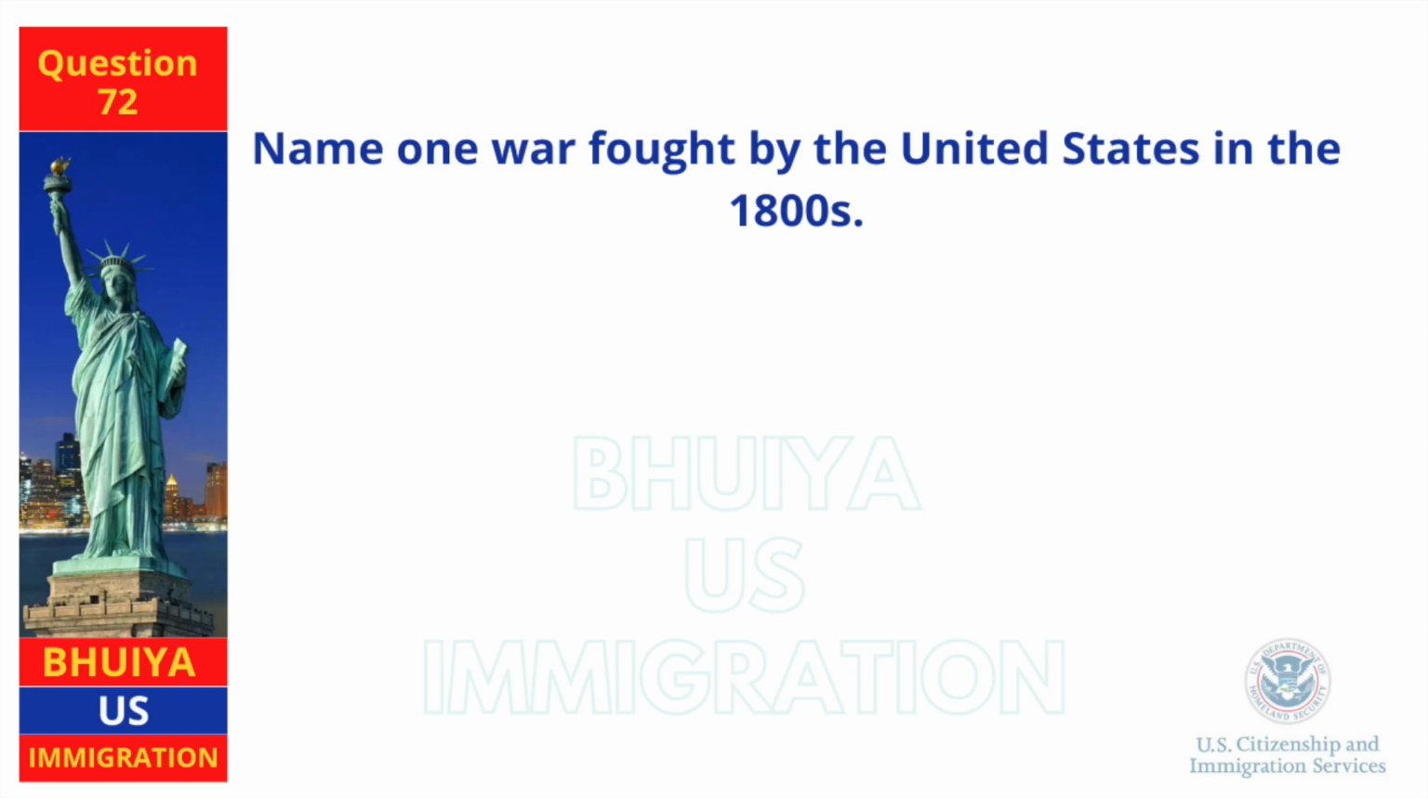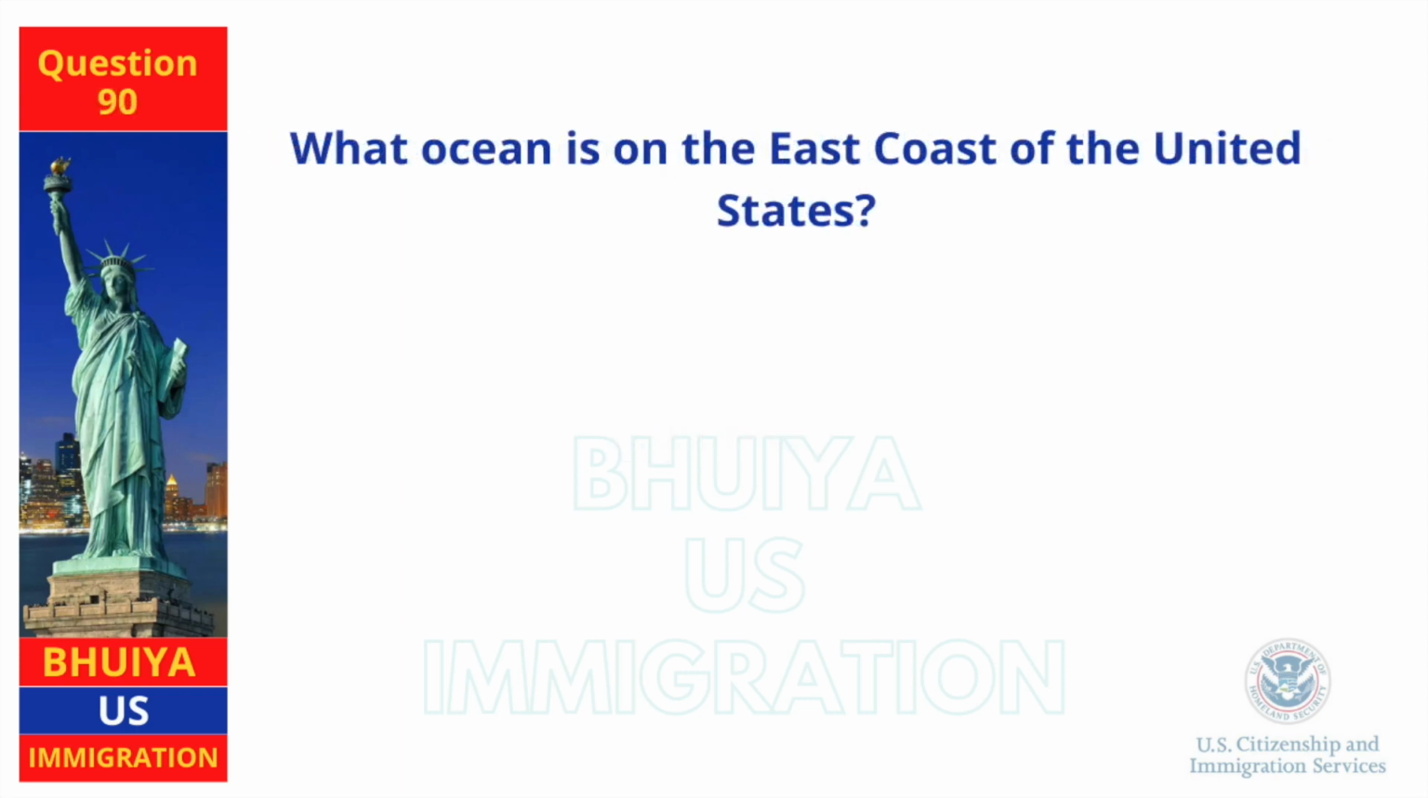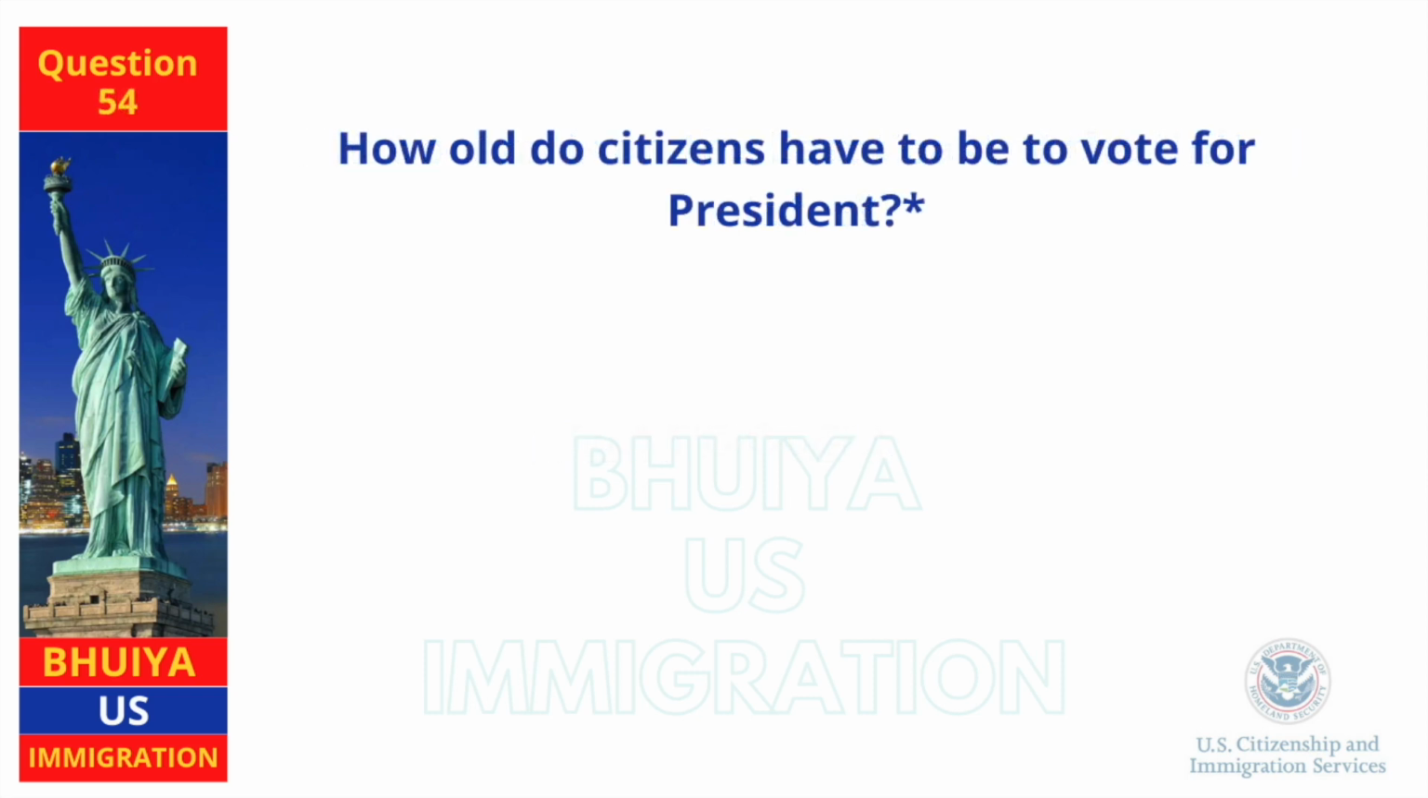Name one war fought by the United States in the 1800s. Civil War. What ocean is on the east coast of the United States? Atlantic Ocean. How old do citizens have to be to vote for president? 18 and older.